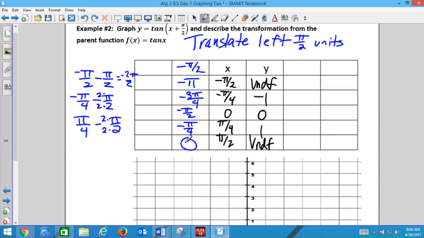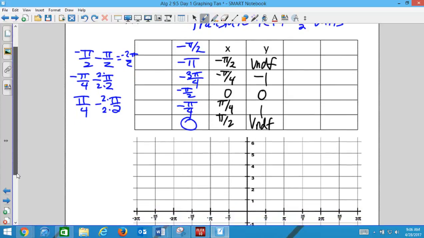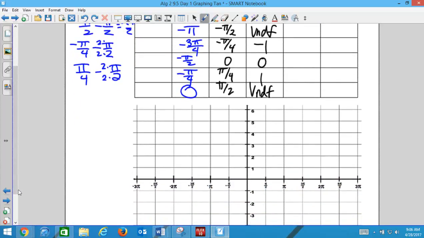And I like to start with my asymptotes first. What are my asymptotes? Negative pi and 0.